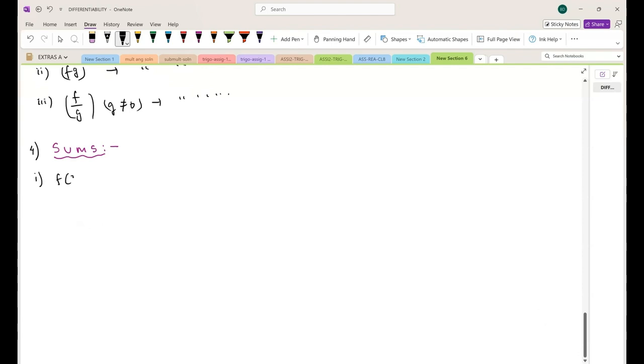Here, f(x) is defined as |x − 1| + |x + 1|, x belongs to R. Show that f is not differentiable at x equal to −1 and x equal to 1.